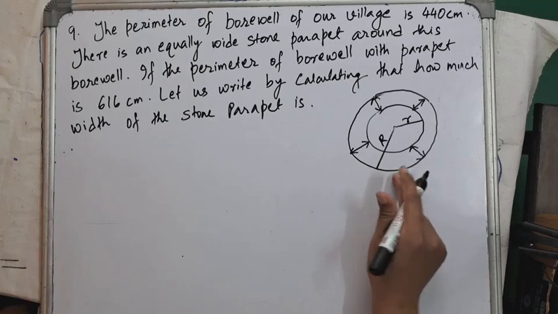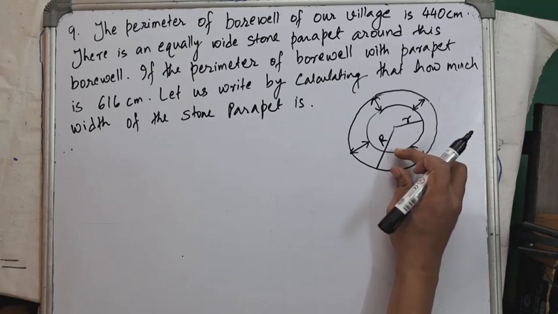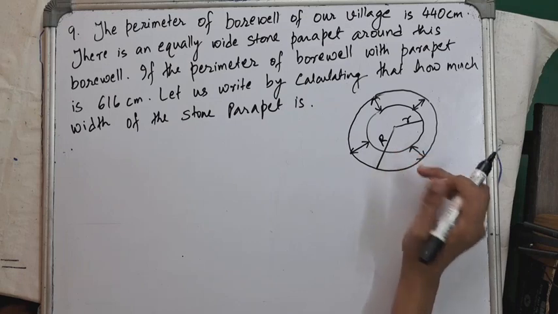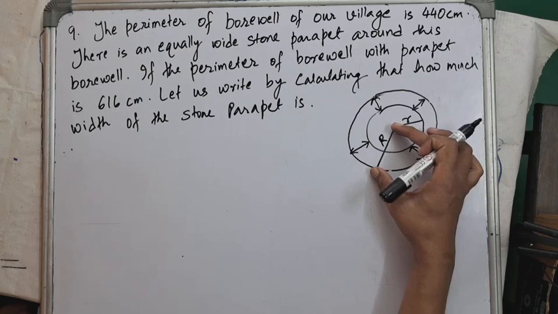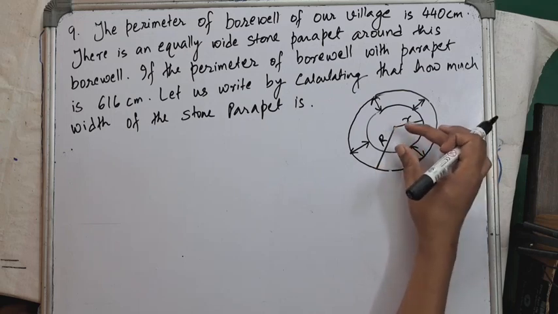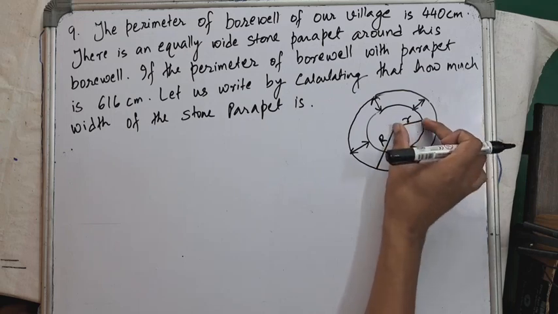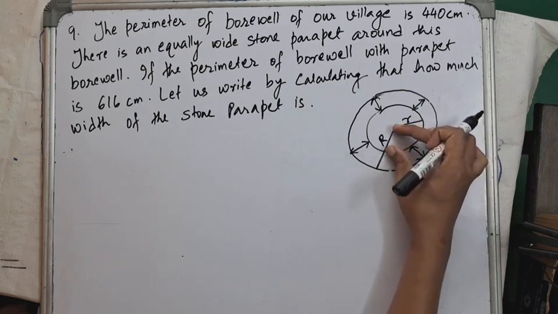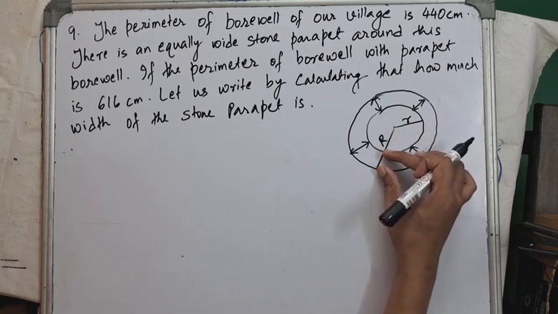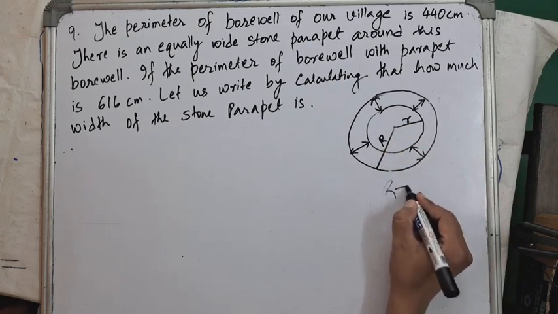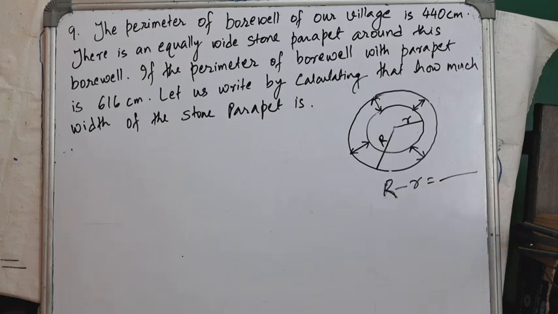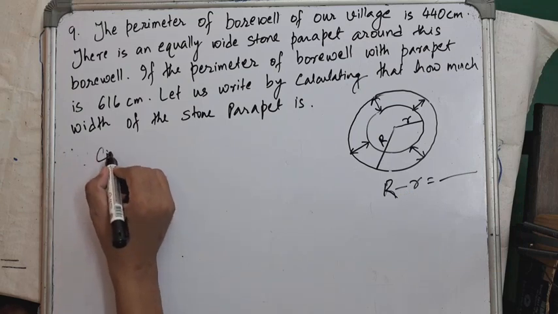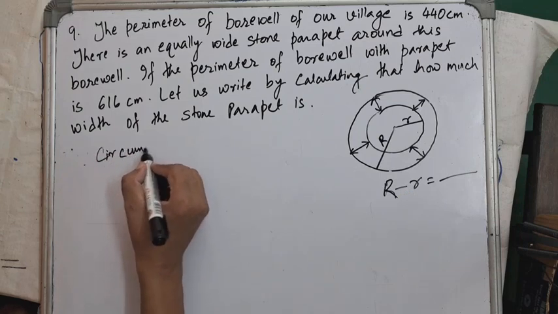Before that, let me tell you that we are asked to find the width of this stone parapet, isn't it? Width, thickness is given by capital R, the total radius, minus small r, okay? This radius is equal to this small r. So capital R minus small r will give us the thickness of this stone parapet. So we are asked to find capital R minus small r, isn't it?